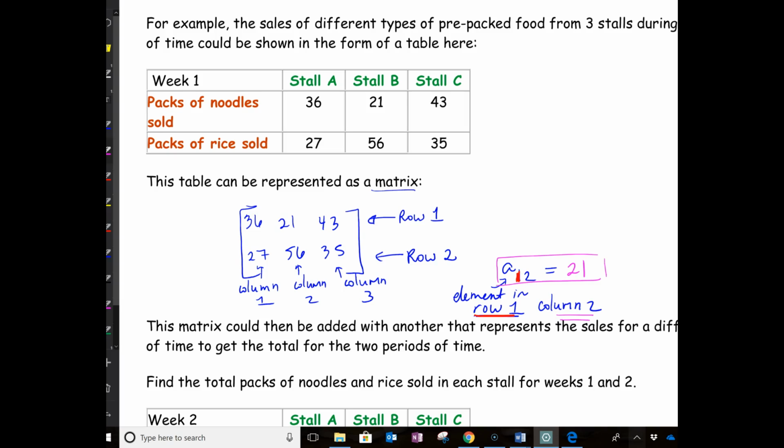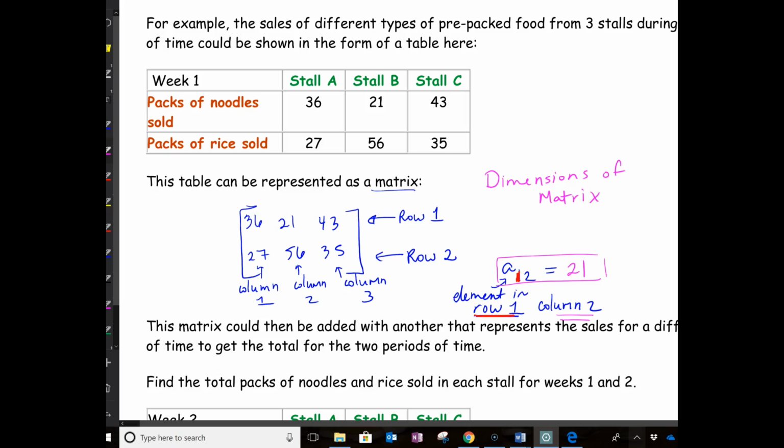And then also, matrices are given to you by their dimensions. So the dimensions of this matrix, or of any matrix, is labeled rows by columns. So for example, the dimensions of this matrix would be a 2 by 3, representing that there are 2 rows in this matrix and 3 columns. Rows by columns.